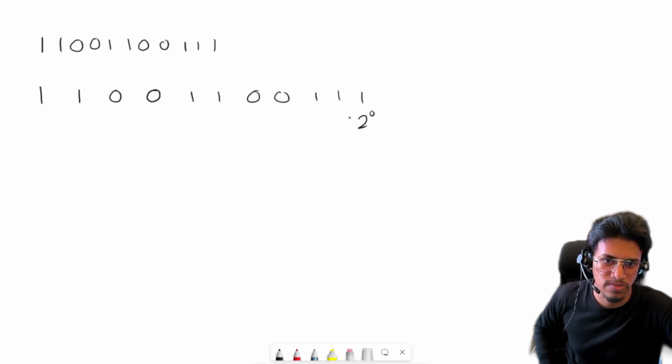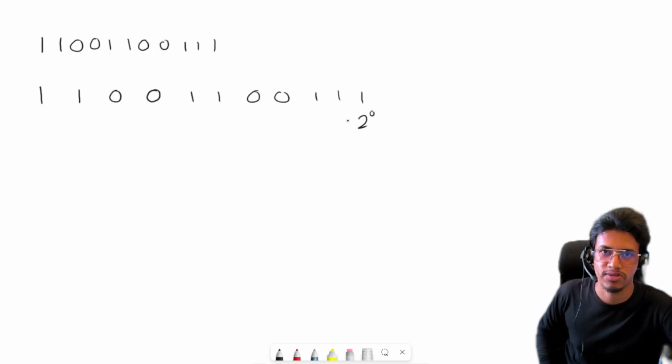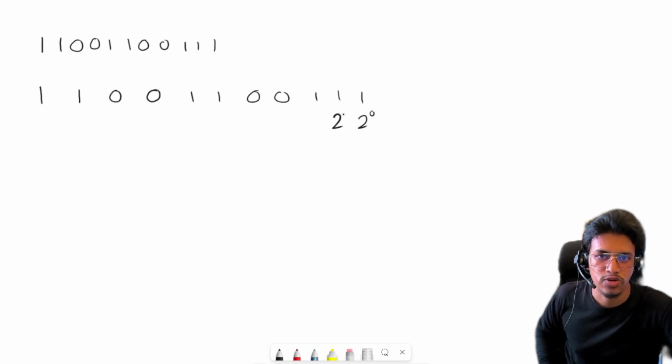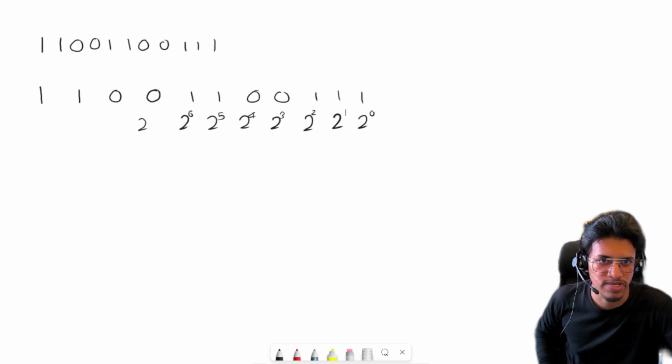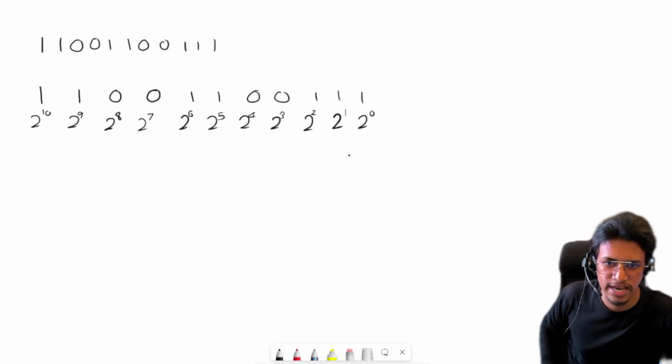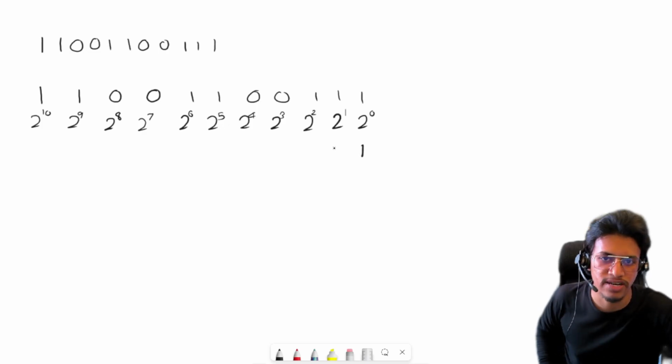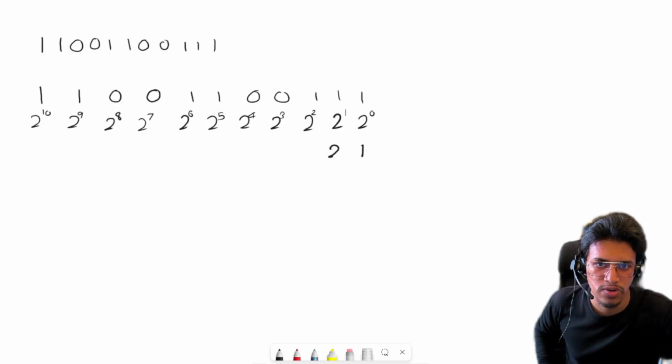2 to the power 0, it always starts from 2 to the power 0, which is 1, right? 2 to the power 1, 2 to the power 2, 2 to the power 3, 2 to the power 4, 2 to the power 5, 2 to the power 6, 2 to the power 7, 2 to the power 8, 2 to the power 9, and 2 to the power 10. Then we write the values of these. Start from 1, it always starts from 1. Then multiply that by 2, 2.